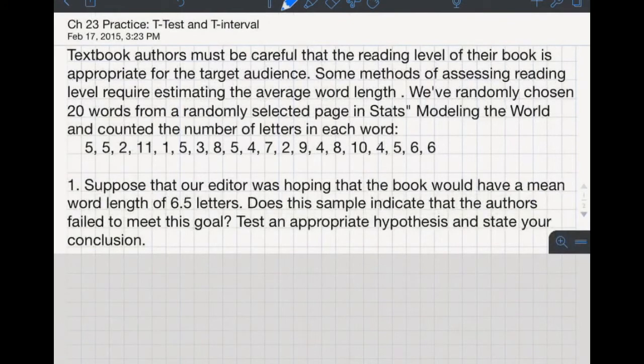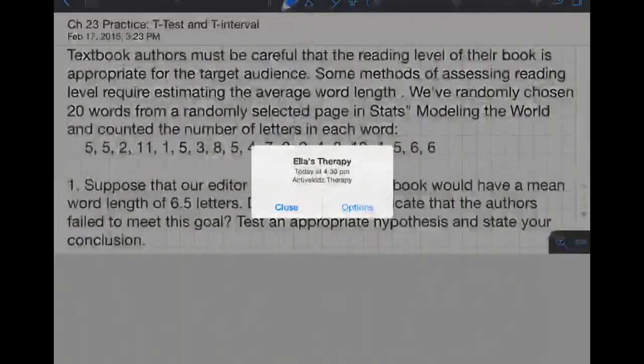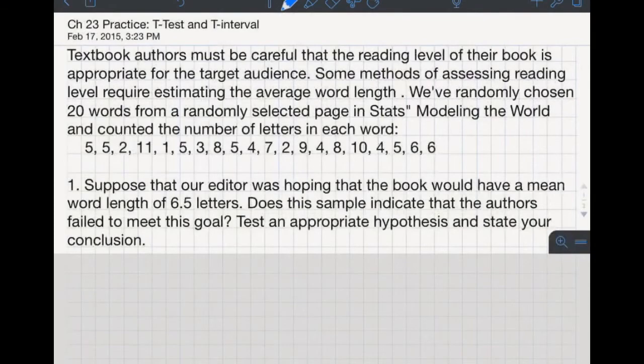So basically, you have a scenario where you're given a certain number of words, in this case 20 words, and we've counted the length of each word. You can get the reading level of a reading information, based on the length of the word, the level of reading is determined. So what we wanted to do was make sure that our reading level matched up with what our goal audience was supposed to be.